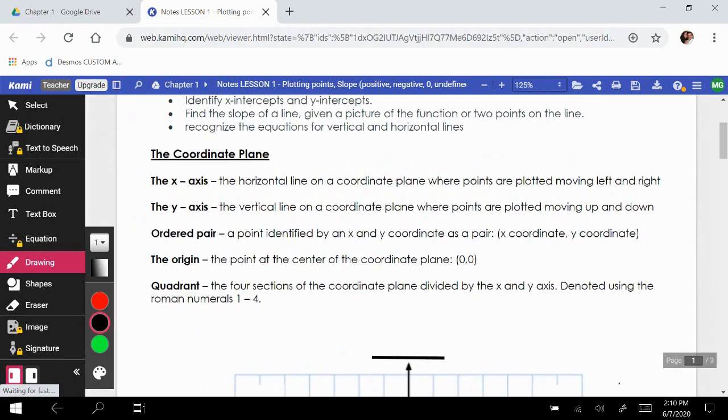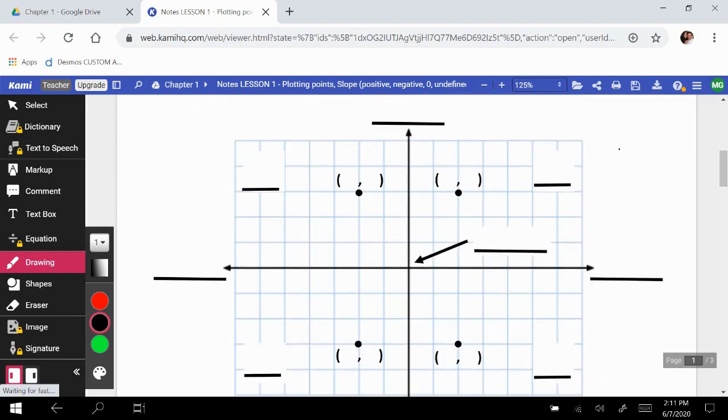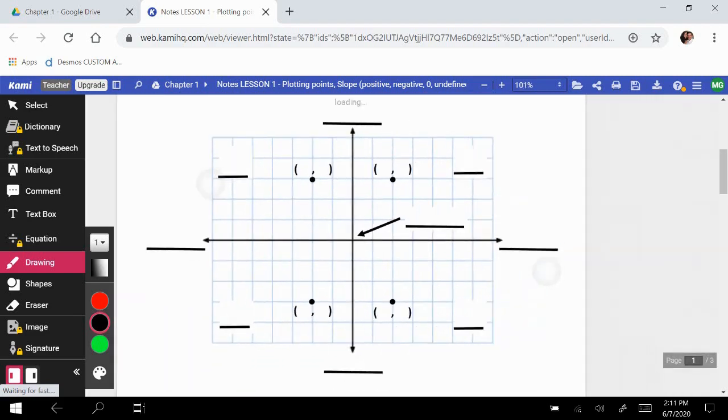We're going to talk about the x-axis, which is the horizontal line on a coordinate plane where points are plotted moving left and right. And then we also have the y-axis, which is the vertical line on a coordinate plane where points are plotted moving up and down. So let's go ahead and label those over here on this coordinate grid.